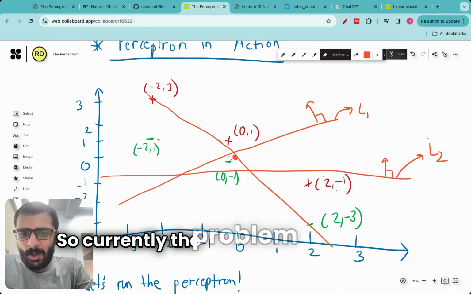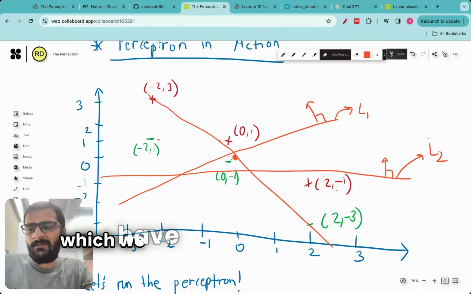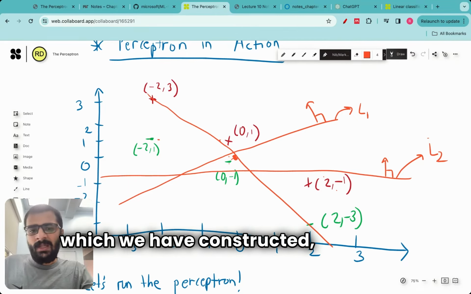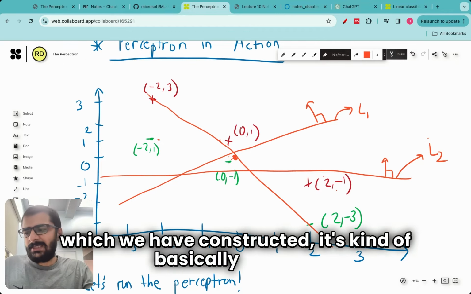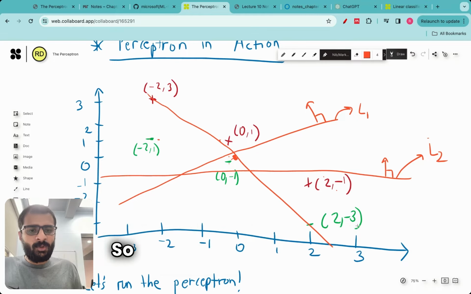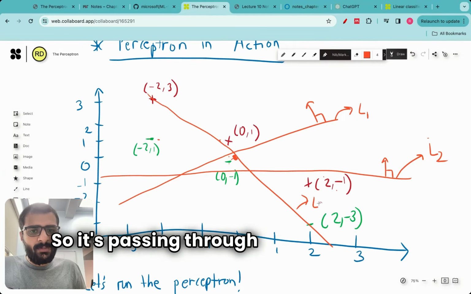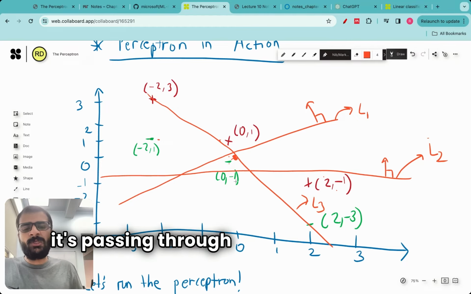So currently the problem is that the line which we have constructed is basically passing through 2 points. It's passing through minus 2 comma 3. So let me mark L3 here. So it's passing through minus 2 comma 3 and it's passing through 0 comma minus 1.